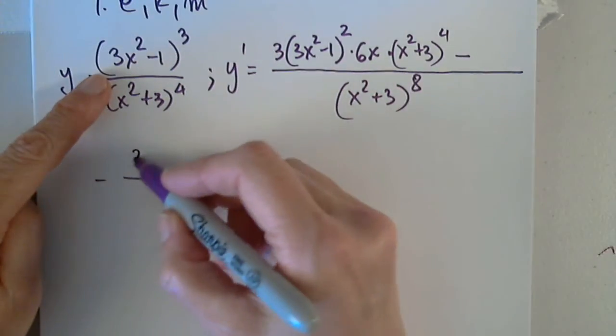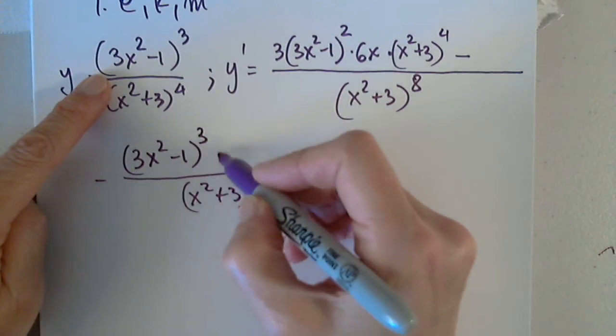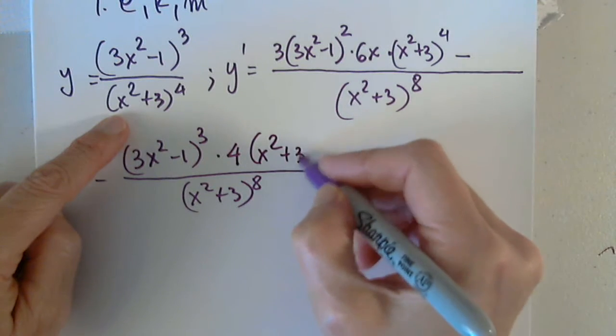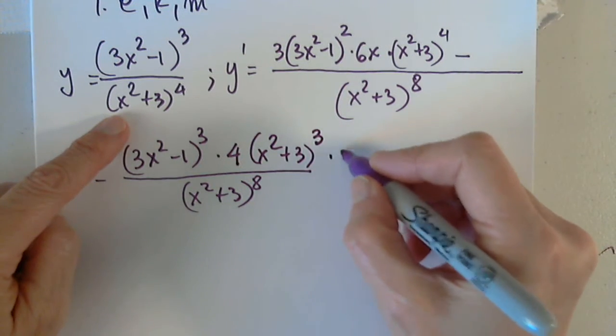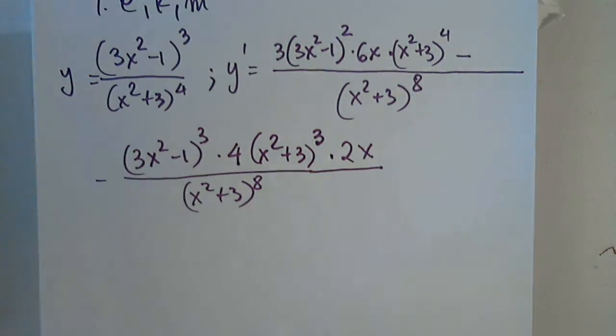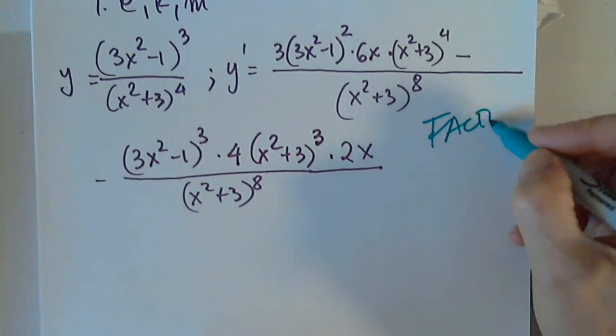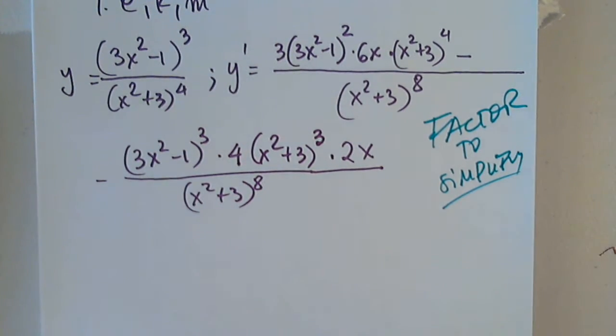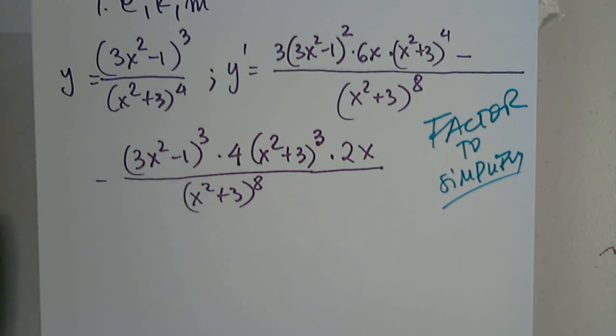But now I copy the numerator, and I multiply by the denominator prime, which is 4, x squared plus 3 to the 3rd power, multiplied by the inner function prime. At this point, if I don't factor to simplify, I will never finish. Never is a long time. So I will not be able to finish in time to continue with another problem.